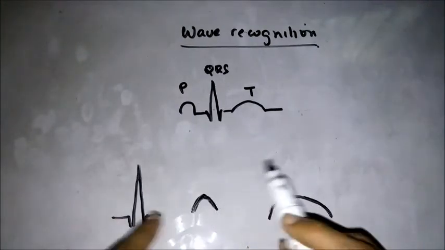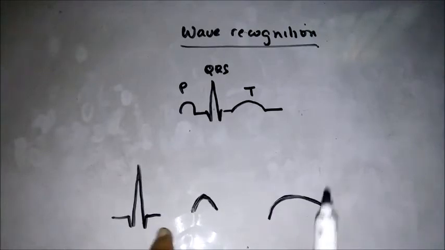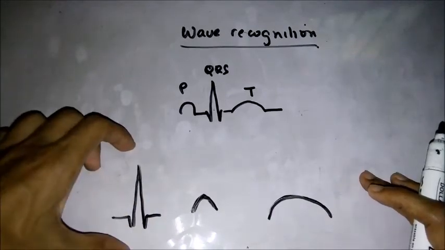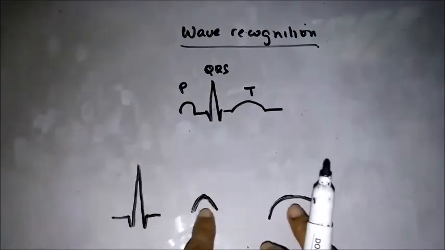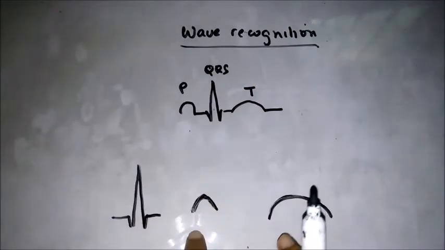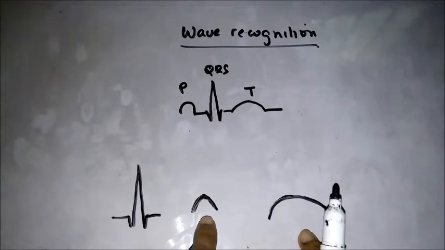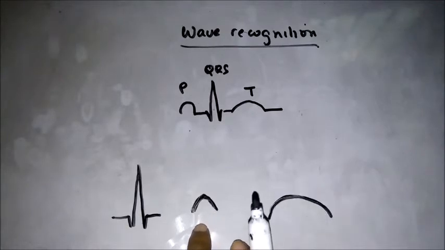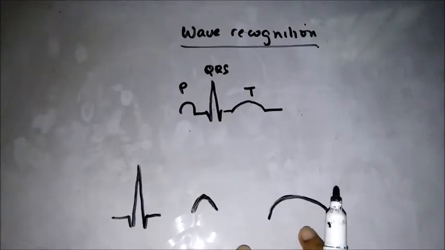So in an ECG, what we try to do is we compare. If you have to find which is the P and which is the T, then we have to see which is higher in its frequency, and which is lower in its frequency.